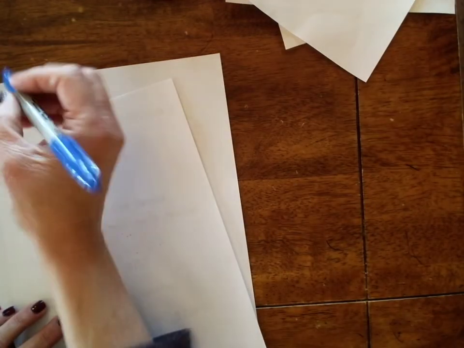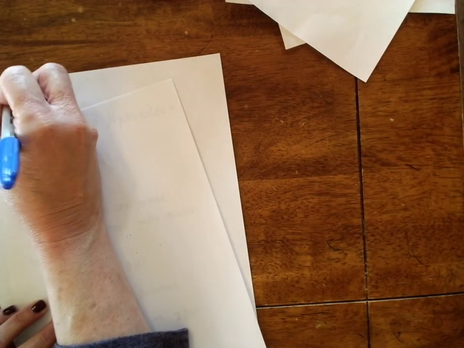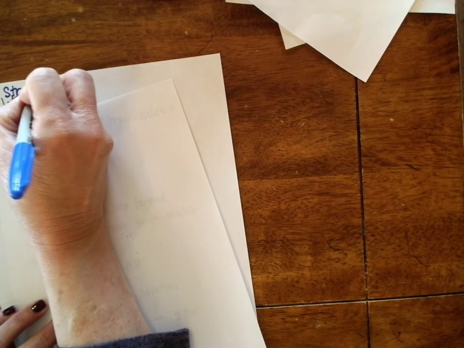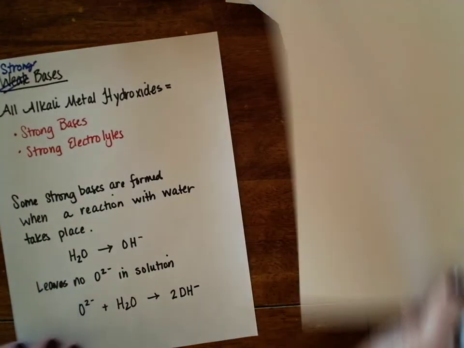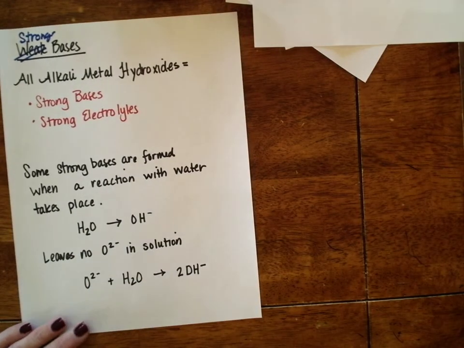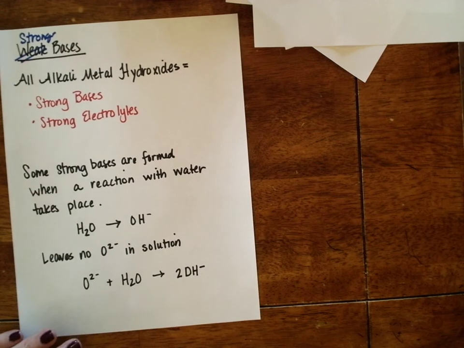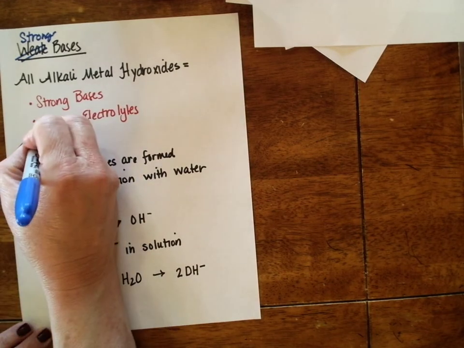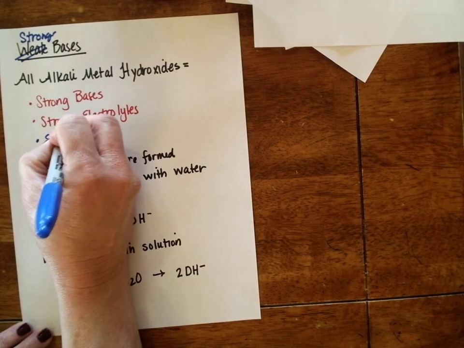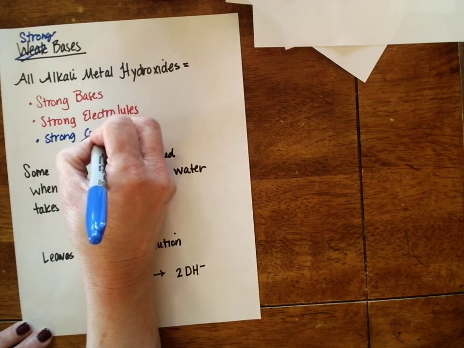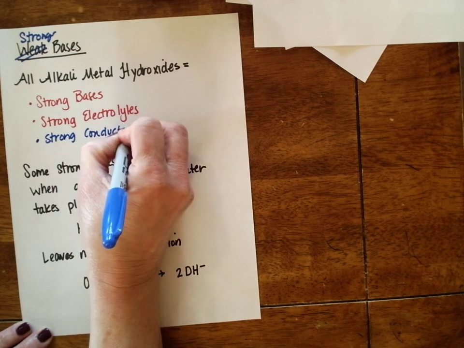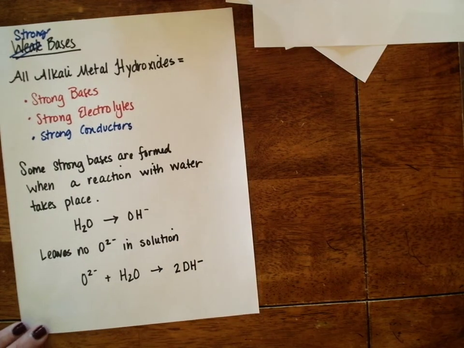this actually, I'm looking at this and I'm seeing a mistake right here. This should actually say, when I'm dealing with strong bases, and I said this at the beginning, but I didn't have it written down, so I want to be sure that you get it written down, all alkali metal hydroxides are strong bases. They're strong electrolytes. We probably should also add in here that these guys are strong conductors, just like my strong acids are.